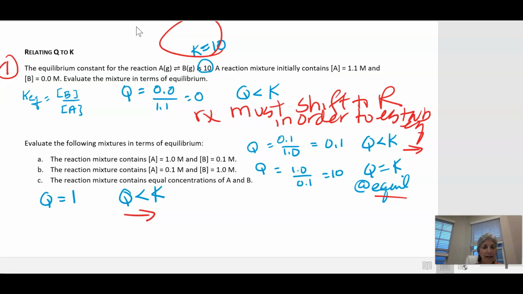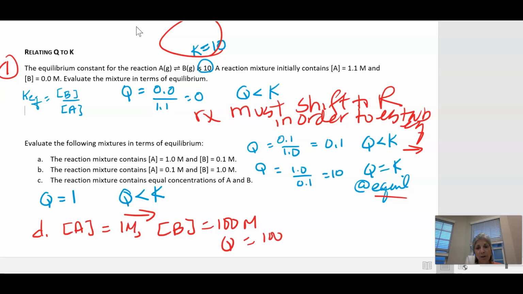Let's say we had a situation D, where the concentration of A equals 1 and the concentration of B equals 100. So Q equals 100 over 1, Q equals 100. In this case, Q is greater than K. So you can think of this situation as the vessel contains too much product. So the reaction would have to shift left in order to reestablish or establish equilibrium.